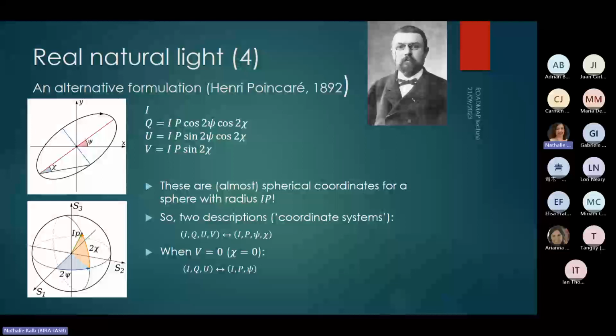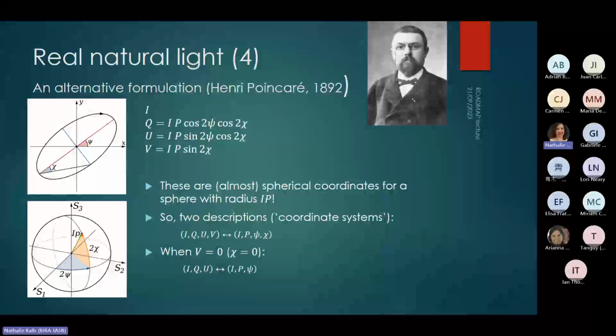And these are the Stokes parameters in this new formulation. They look like spherical coordinates. If you plot them on a sphere, you get the Poincaré sphere. And you can describe every polarization state on this sphere. So all linear polarizations, for example, are in this horizontal plane. Perfectly right-hand polarization is up here. Perfectly left-hand polarization is down here.